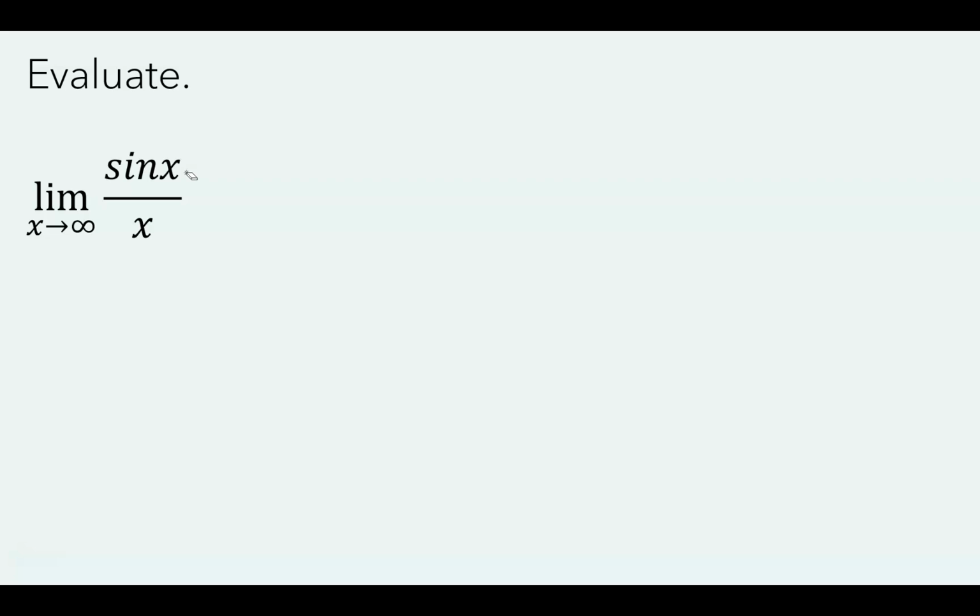All right. Do we need L'Hopital's rule here? Limit as x approaches infinity of sine of x over x. Well, we don't, because the numerator is bounded, this is really a sandwich theorem thing. The numerator is bound between negative 1 and 1, and the denominator is growing. Think a million, a billion, a trillion.